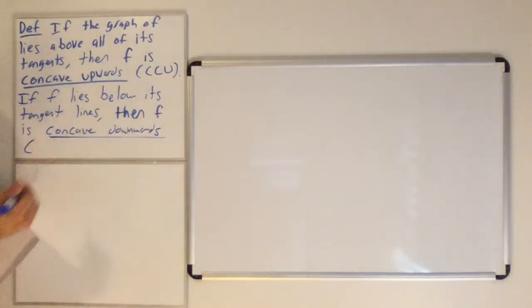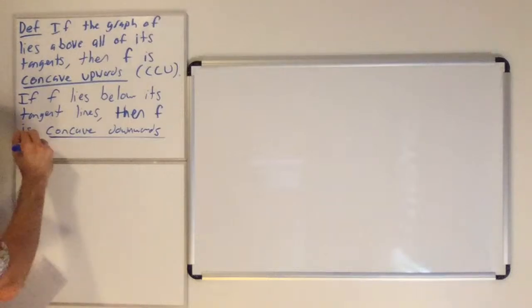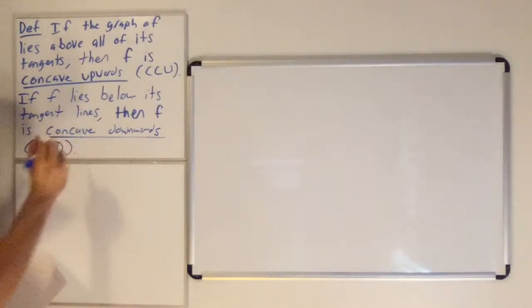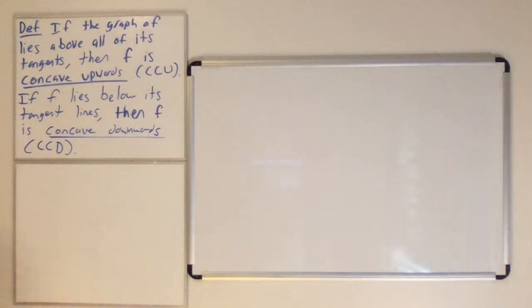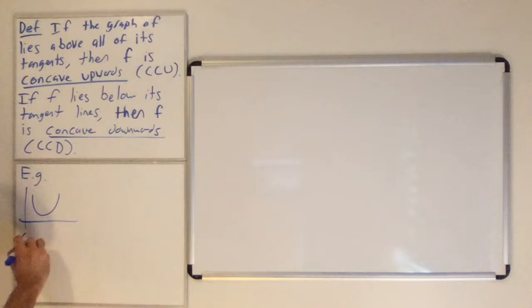And the abbreviation for that would be CCD. Okay, and so just to have a sketch of what we're looking at here, what's it mean for the graph to be above its tangent lines? Well, if you look at this graph, say it's somewhere in the first quadrant, and sketch out the tangent lines, f would lie above it. So this is concave upwards.